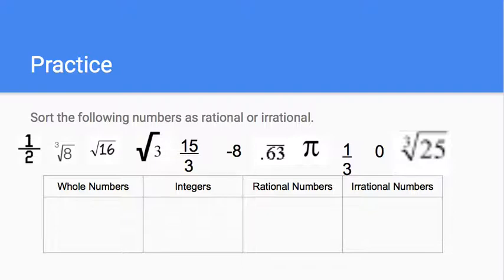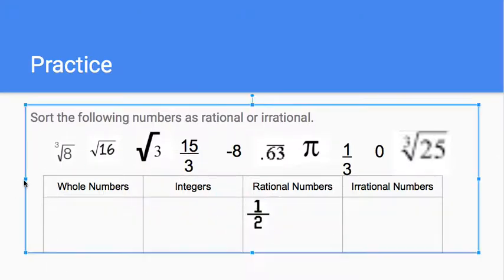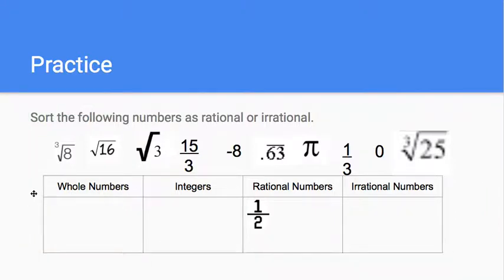So 1/2, it's a rational number because it's a fraction, but it's not whole, it's not an integer, so it goes here. The cube root of 8 is equal to +2. That is a whole number. Now it's also a rational and also an integer, but because it is a positive whole number, I categorize it as a whole number. Same with the square root of 16. Square root of 16 is 4. It works out perfectly. It goes in the whole numbers category.